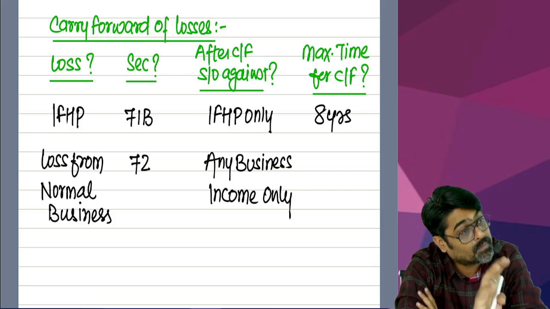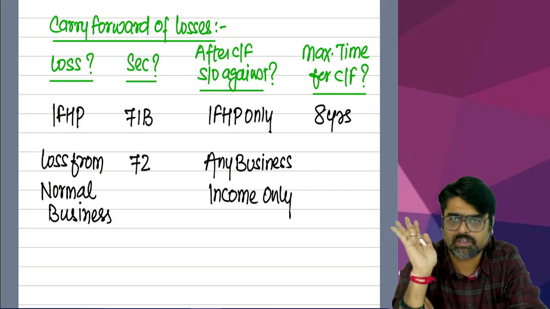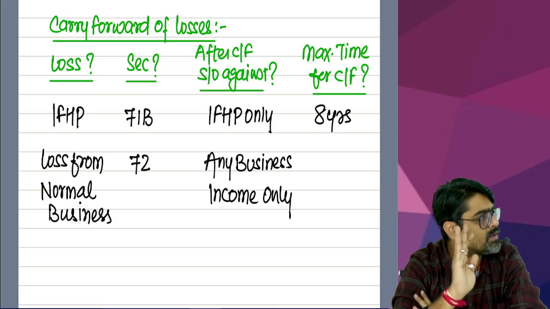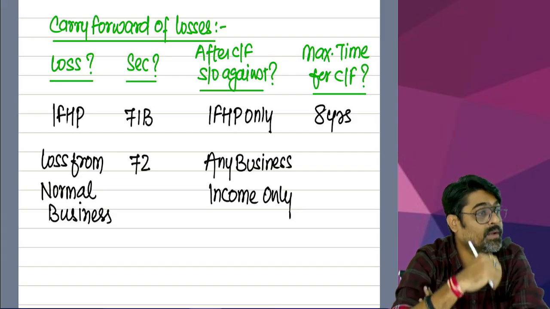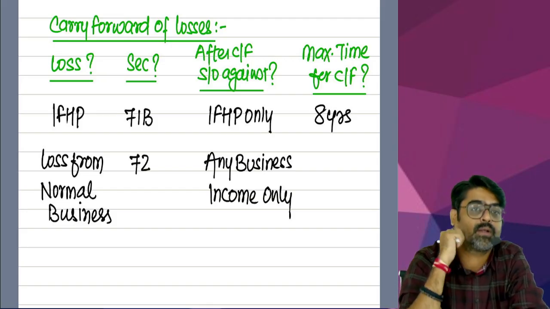only against business income. Which business income? Any business income. It can be a speculation business income of the next year, specified business income, normal business income. Even if that business income in the next year is calculated on presumptive basis, it will not make any difference. But the income has to be a business income.